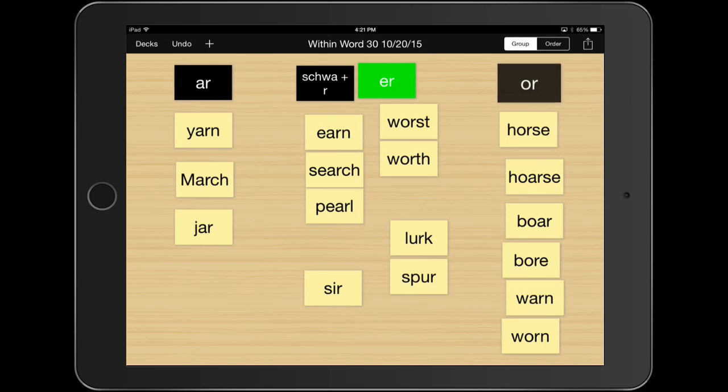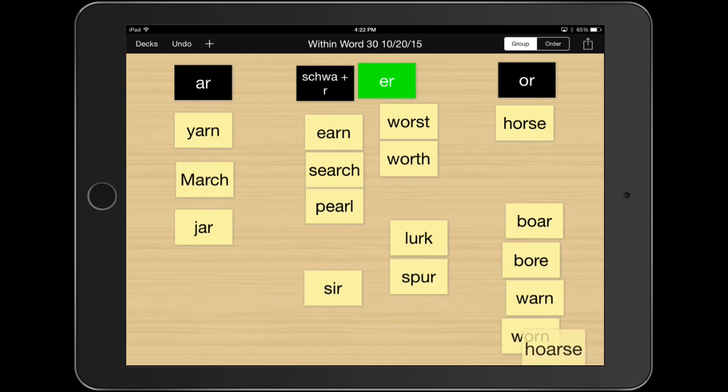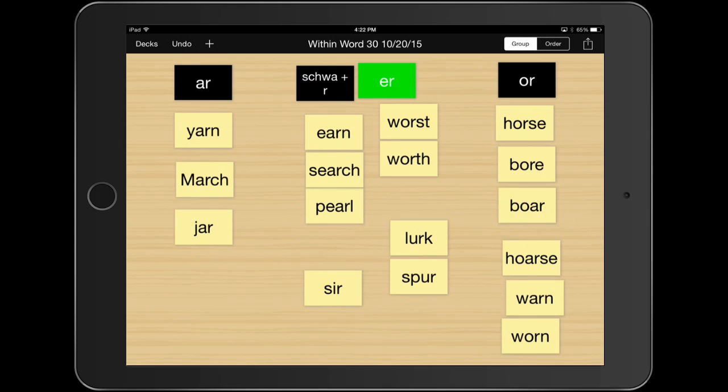Now let's take a look at the last header card, which is OR. So you're going to focus on that sound OR. So horse is pretty easy. You hear the OR sound in horse, and it's spelled OR. Same as with bore. Same spelling, OR. Pretty easy, has that same OR sound. However, now we have bore has the OR sound, but it's spelled with an OA. Same as horse, but we have an OA pattern.